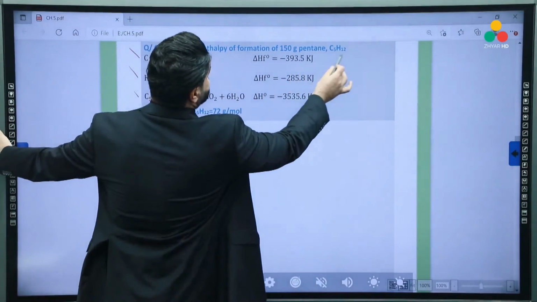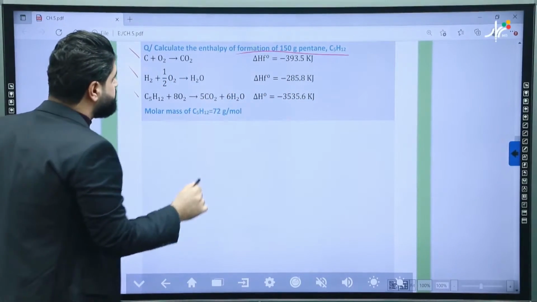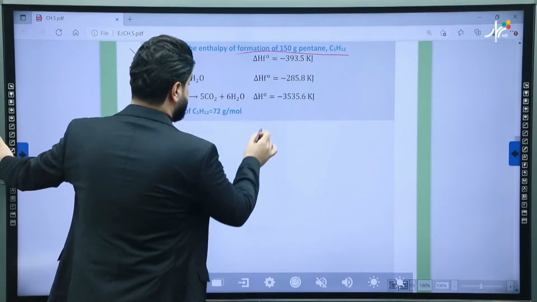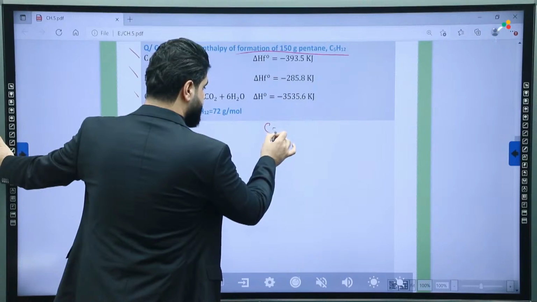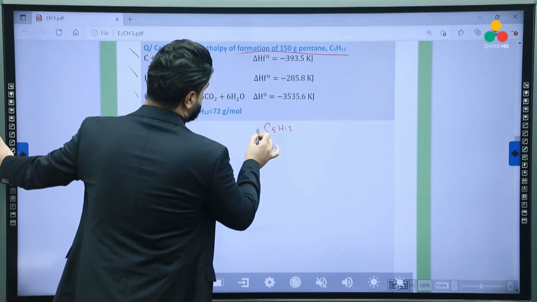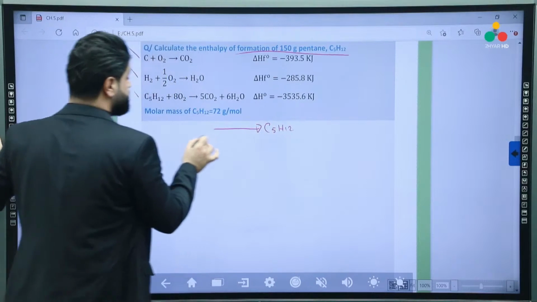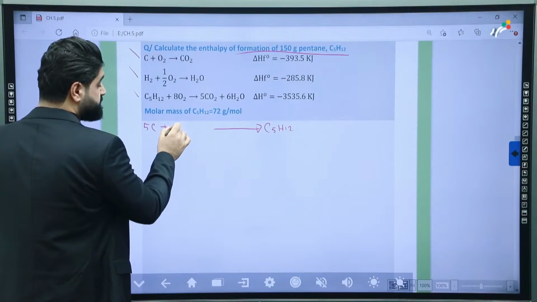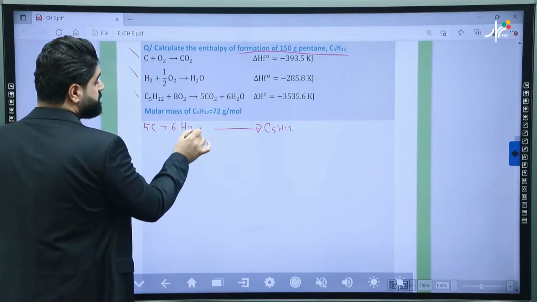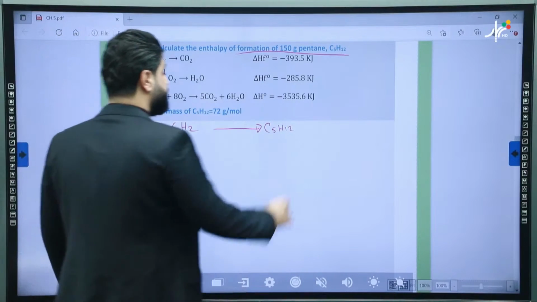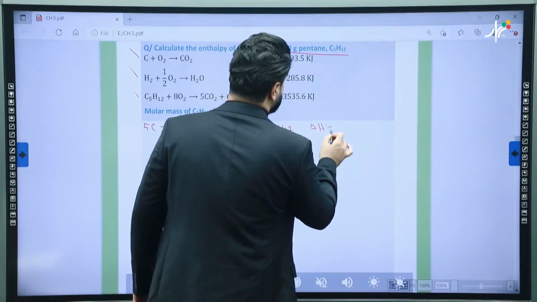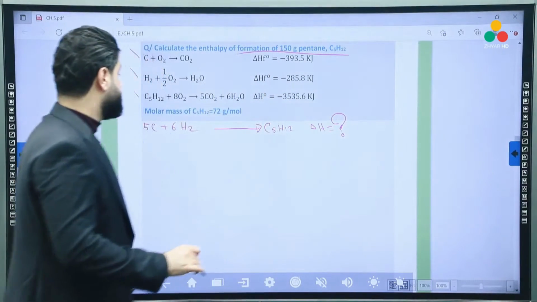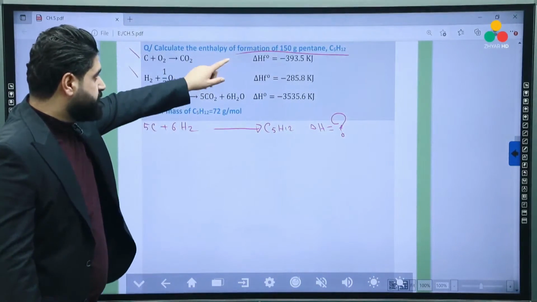It's the formation of pentane. So, for the formation of pentane, write 1 mole of pentane on the product side. Look, C5H12 is produced from the reaction between 5 carbons and 6 hydrogen molecules. So first step, we have to get the value of delta H for this. Then, okay, look, it's for 150 grams.